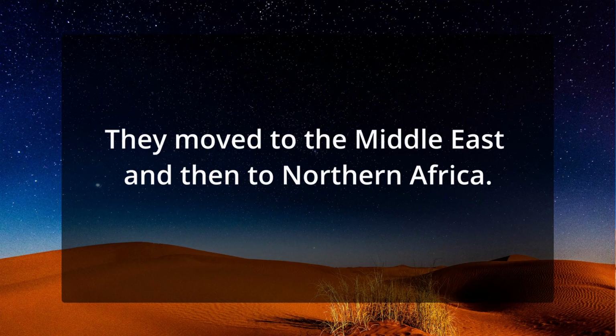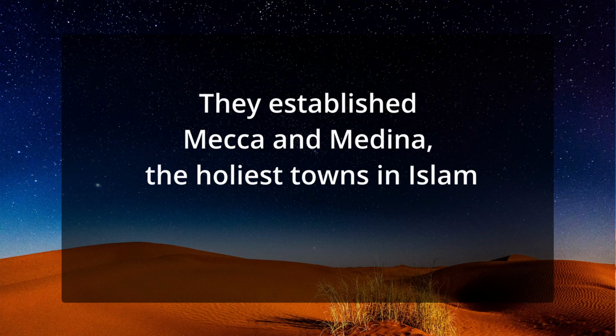From there, they moved to the Middle East and then to northern Africa. Nomadic tribes moved into populated areas along the eastern coast of the Red Sea and drove out the people who lived there before. They did this because they wanted to live near fertile land and water sources. Notably, they established Mecca and Medina, the holiest towns in Islam, which are now a part of Saudi Arabia and are thought to be the spiritual hub of all Muslims.